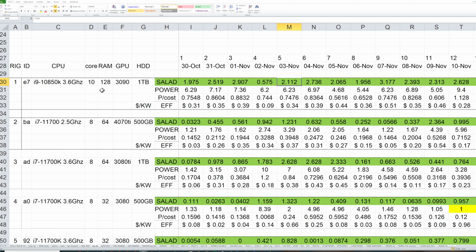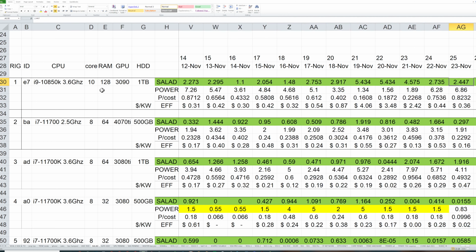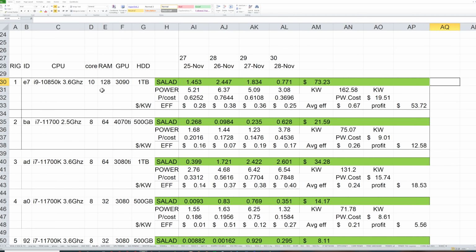All right, so those are the payouts marked in green. Those are all from Salad for the last 30 days. And then at the end I have the total. So the total for this rig is $73.23. That's what Salad paid me.